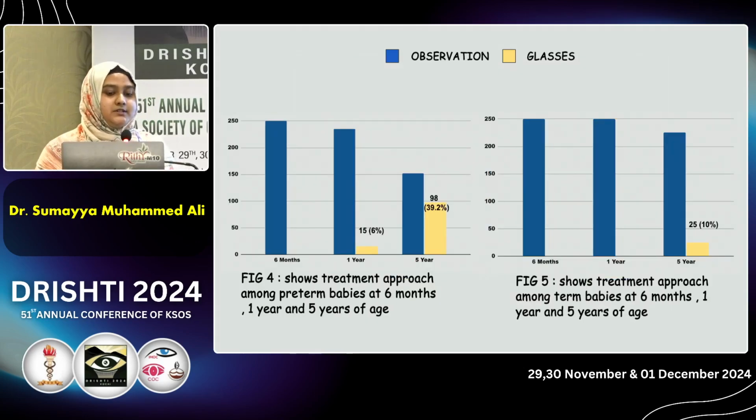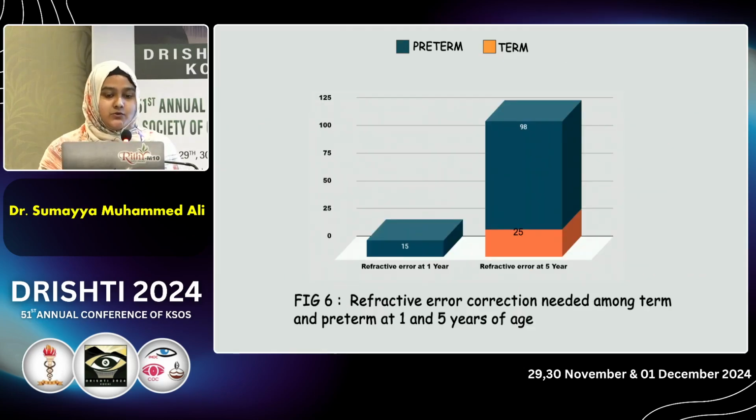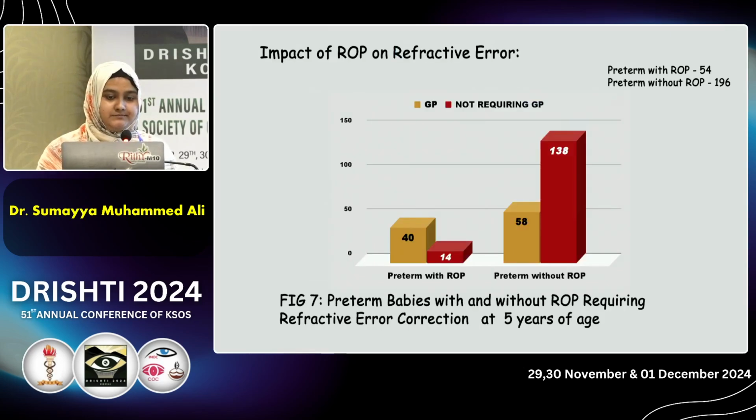So this shows the treatment approach among preterm and term babies at 6 months, 1 year and 5 years of age. At 6 months, we advised observation. At 1 year, in preterm babies, 15 out of 250, that is 6%, needed glasses, and at 5 years, 98, that is 39.2%, required glasses, whereas in term babies, 25 out of 250, that is 10%, required glasses by the age of 5 years. This shows the refractive correction needed among the preterm and term babies at 1 and 5 years of age. This shows there is a progression at 5 years of age.